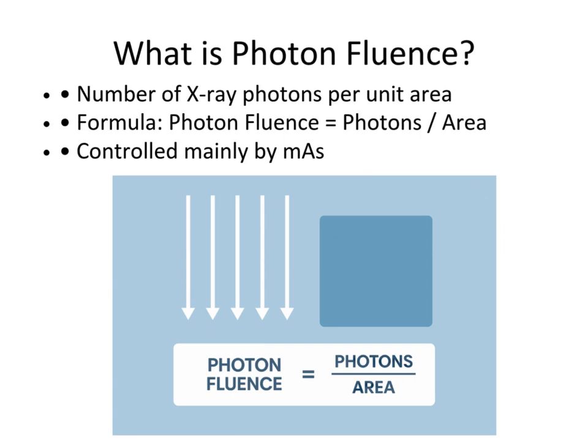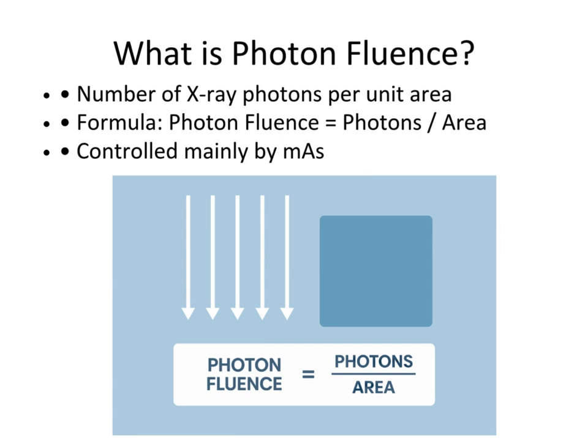detector. Imagine raindrops falling on the ground. The more drops per square centimeter, the higher the rainfall intensity. In the same way, more photons per unit area equals higher photon fluence. Mathematically, photon fluence equals number of photons divided by area.